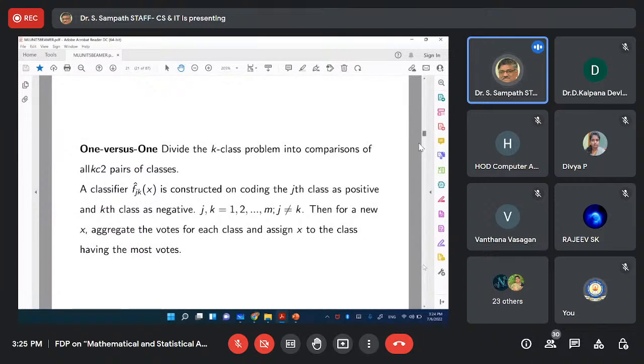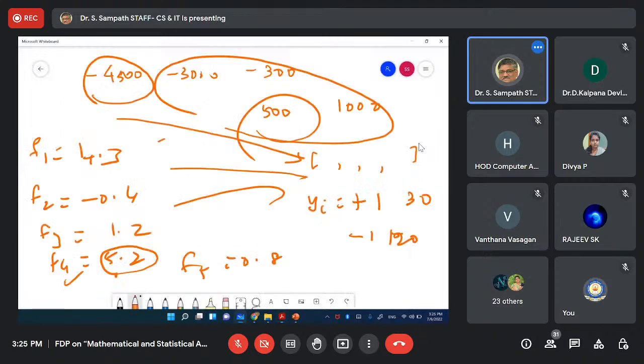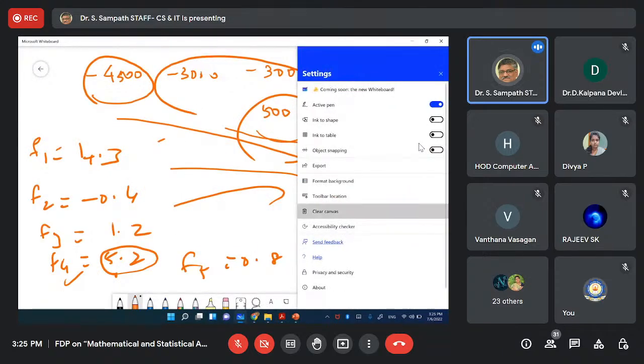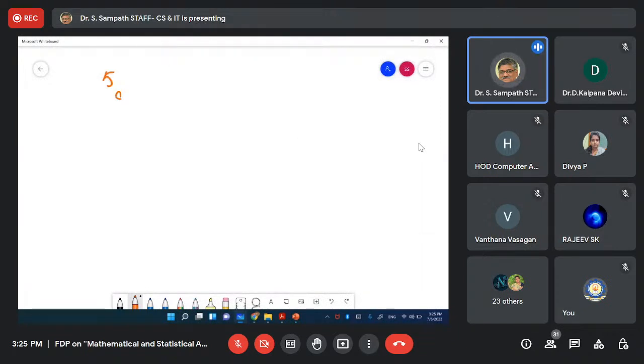Now what do we do in 1 versus 1? In 1 versus 1, when we have a k-class classification problem, we had k subproblems in the 1 versus rest approach. When we consider 1 versus 1, we'll be having KC2 problems. Suppose you have 5 classes, like what has happened in the Egyptian skull data, you have 5C2, that means 10 problems you'll be considering.